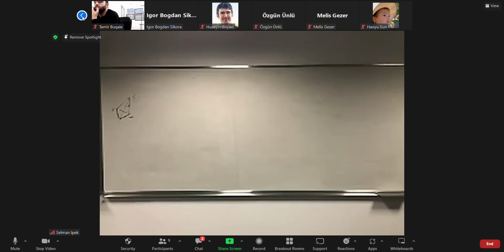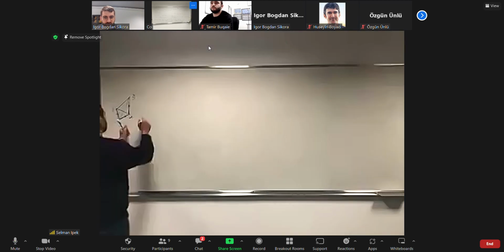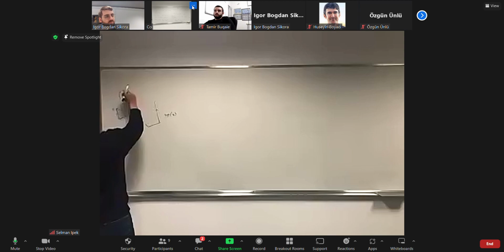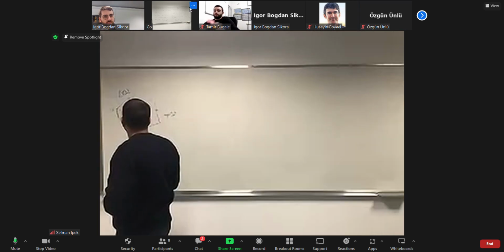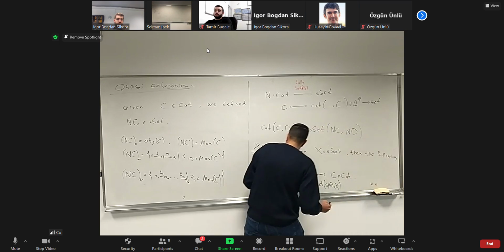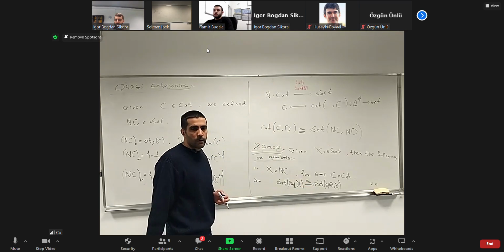Maybe I used this notation last time. Actually, we have an inclusion from the spine of n, what I wrote here, into delta n. This is spine 3, and this is delta 3. So this inclusion induces a map, and this map for every n will be bijective.